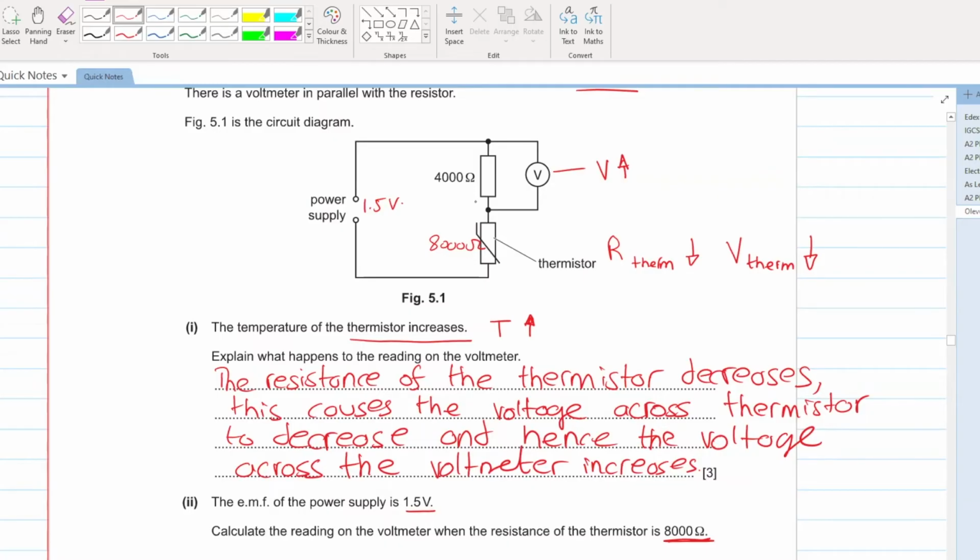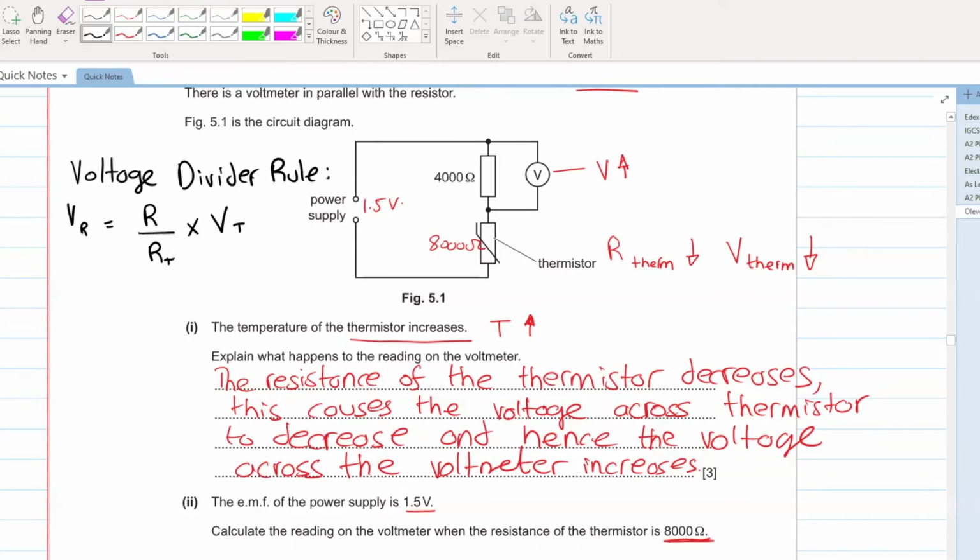Whenever you have to calculate voltage across a component in a series circuit, you apply the voltage divider rule. What does the voltage divider rule state? It basically states that the voltage across a component will be equal to the resistance of the component divided by the total resistance multiplied by the total voltage.